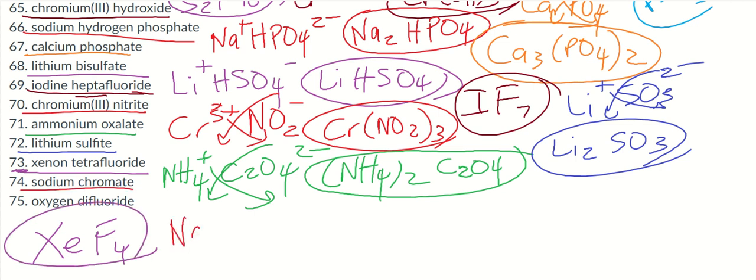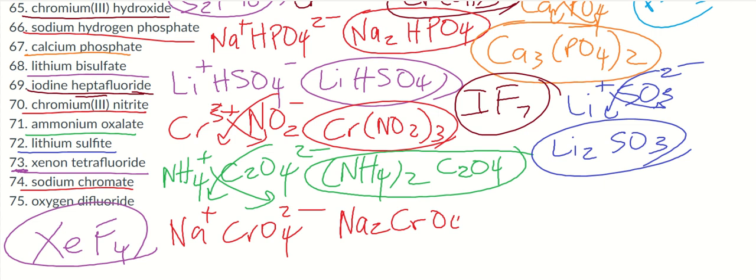Right, so sodium, there's a metal, it's going to be an ionic compound, right? Chromate, what is that? Right, we're going to, oh, sorry, crisscross. Na2CrO4.